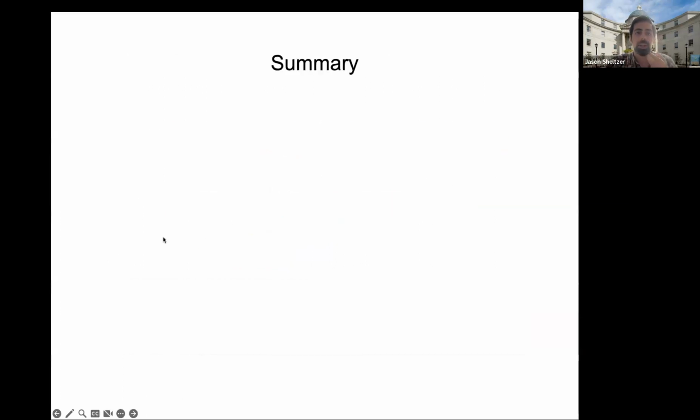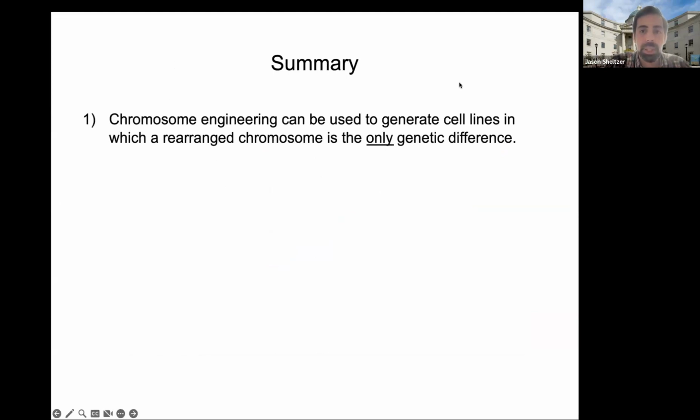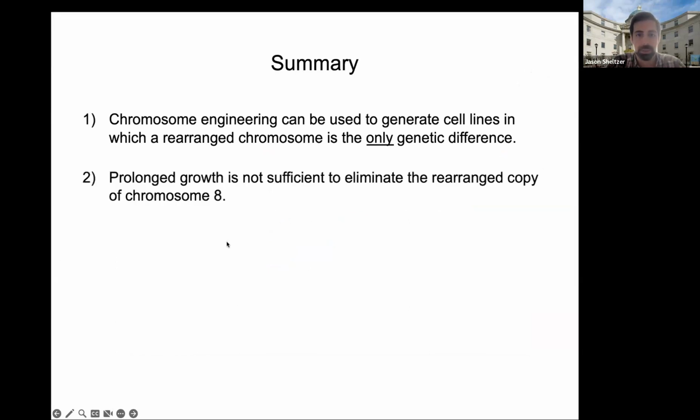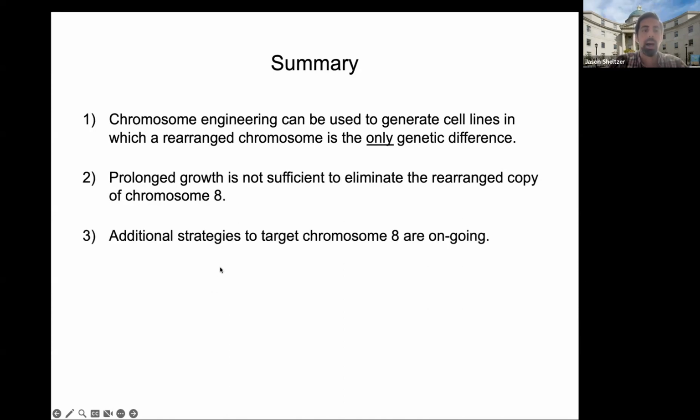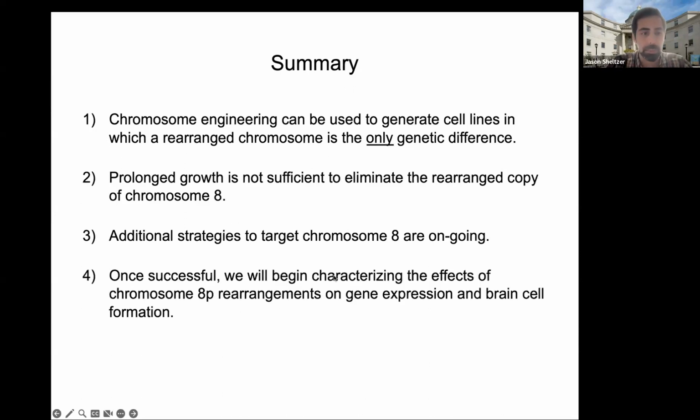So to sum up what I've told you today, we believe that chromosome engineering is an approach that can be used to generate cell lines in which a rearranged or an aneuploid chromosome is the only genetic difference. We found that prolonged growth, at least for 80 days in Petri dishes, is not sufficient to eliminate the rearranged copy of chromosome 8. We've initiated some additional strategies to target chromosome 8 in cells from our first 8p hero. And then once we have successfully normalized the karyotype in these cells, we will begin efforts to characterize the effects of these chromosome 8p rearrangements on gene expression and on the production of neurons or brain cells.